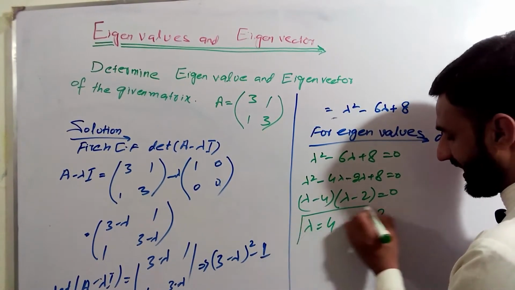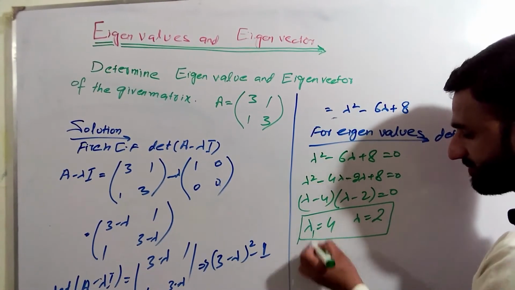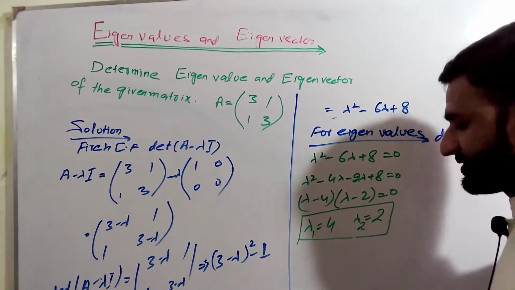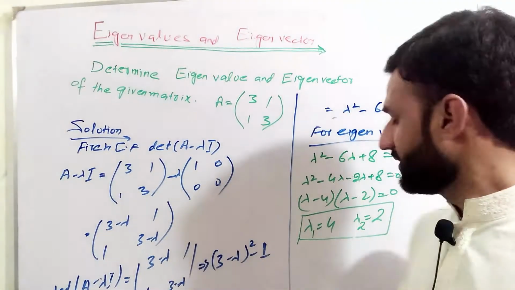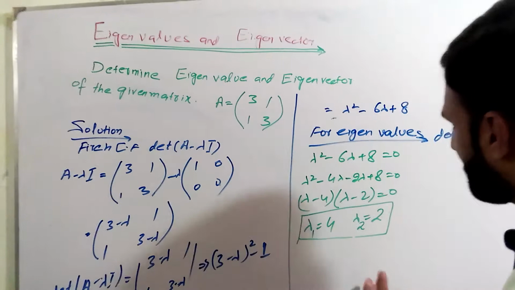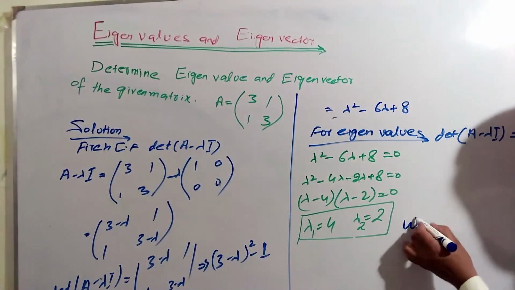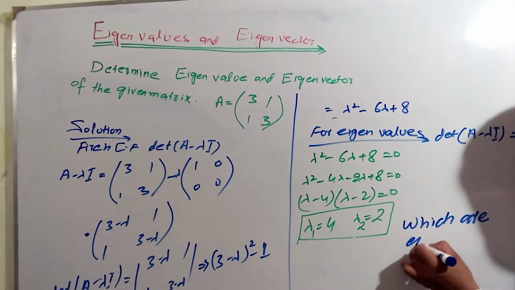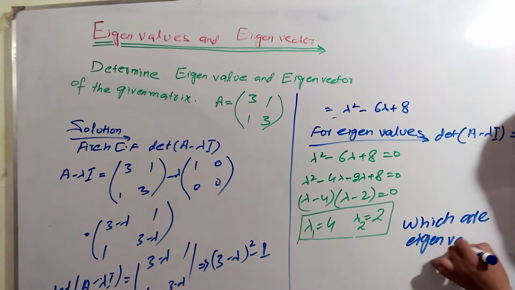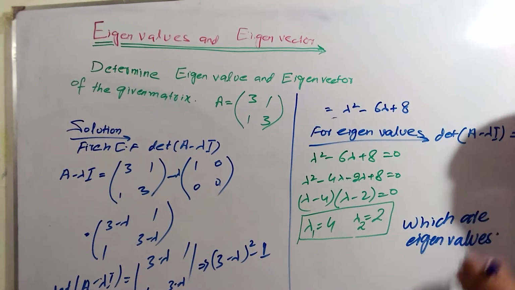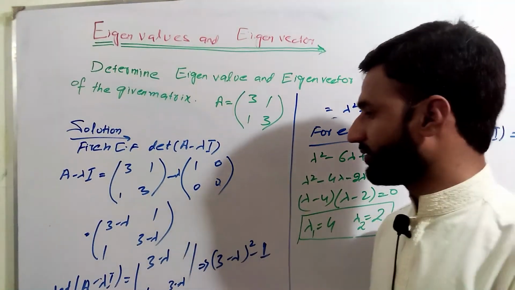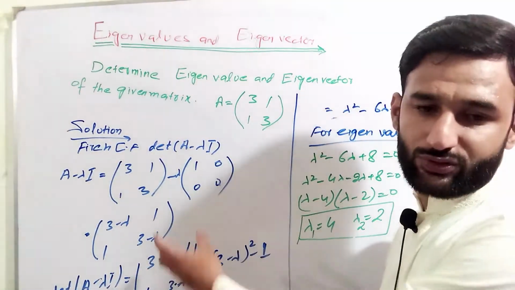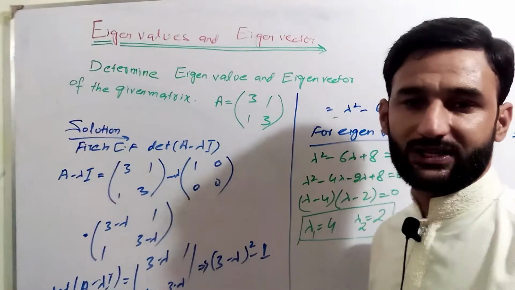So we have obtained two eigenvalues. For example, lambda 1 is equal to 4 and lambda 2 is equal to 2. Right. Now these are the eigenvalues. Alright. I'm going to remove this step and find the eigenvectors.